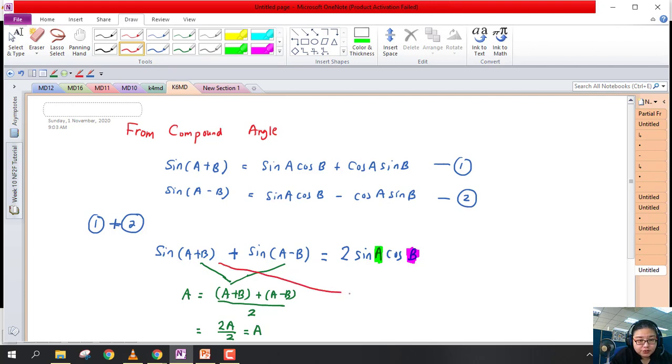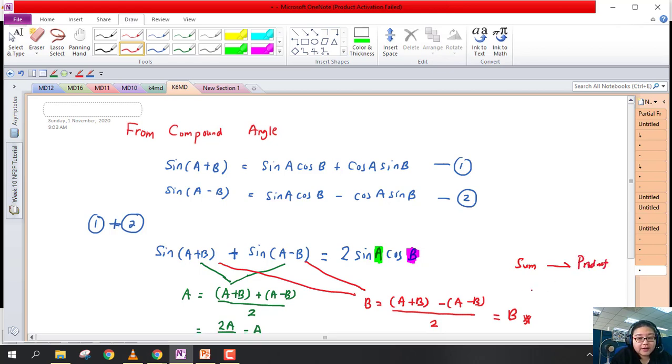If we subtract these two, the B is the angle in front minus the angle after it. When we divide it by 2, we also get the B. So if we want to convert the summation form to the product form, we have to find the average of the angles, divided by 2. So this will become 2, angle A plus B divided by 2, A minus B divided by 2, if the angles are A and B.